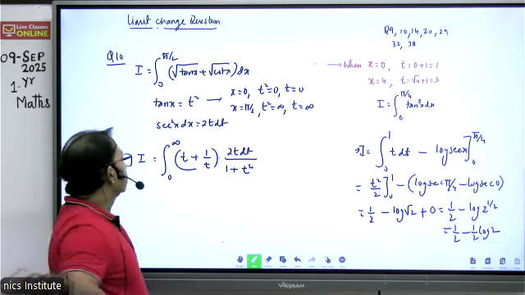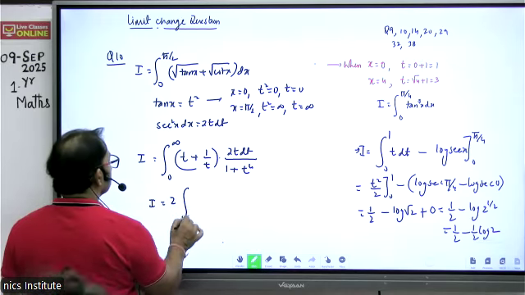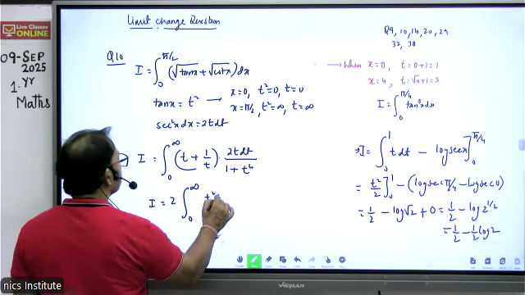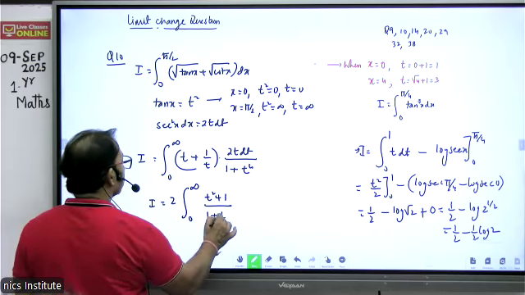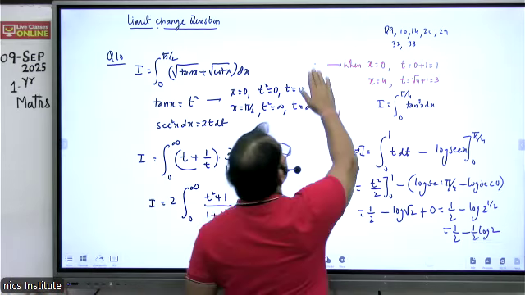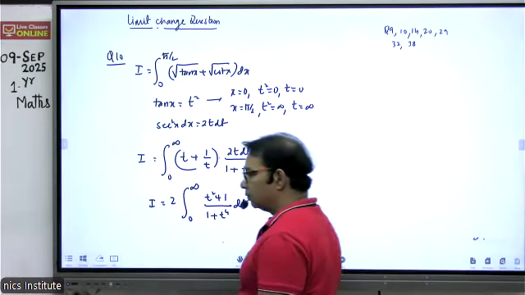So now you can take 2 out, 0 to infinity, multiply it inside, t square plus 1 over 1 plus t to the power 4. Now what to do? Any idea? Anyone? After this, what to do?